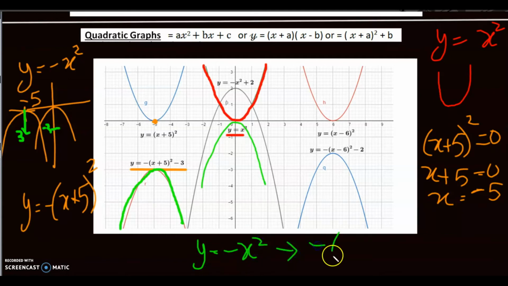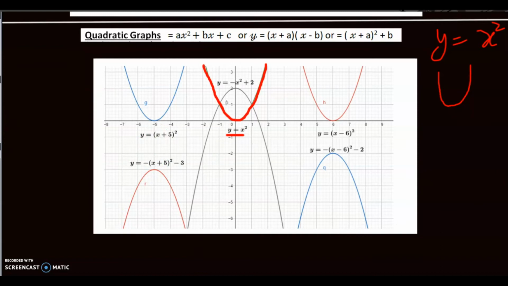When I change y equals minus x square to minus bracket x minus 5, plus 5 whole square, that means this graph will now move 5 places to the left. So it goes 5 left, and then when I subtract 3 from it, it goes 3 places down. So that's why this graph lands here.